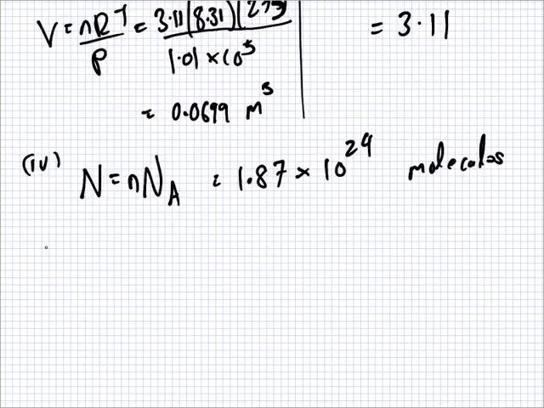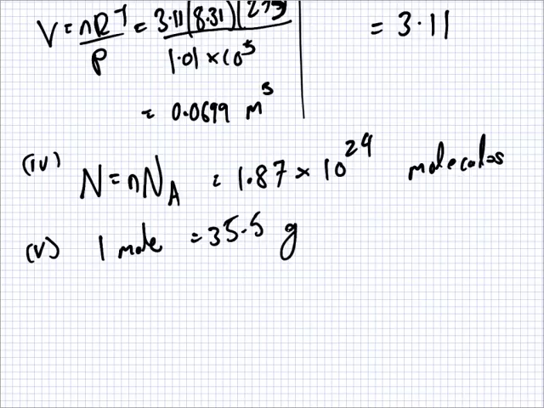And finally, what is the density of chlorine gas in the sample if each molecule contains 2 atoms? The relative atomic mass of chlorine is 35.5. So that means that 1 mole is equal to 35.5 grams. How many atoms of chlorine do we have?